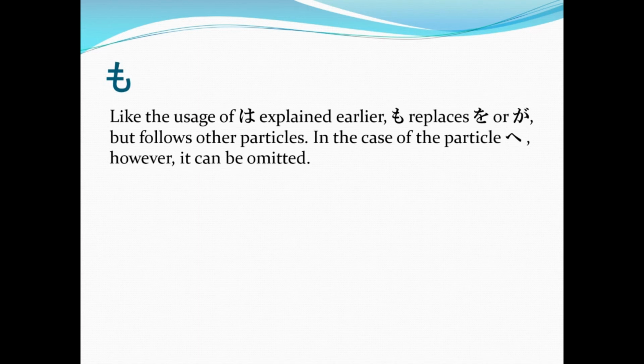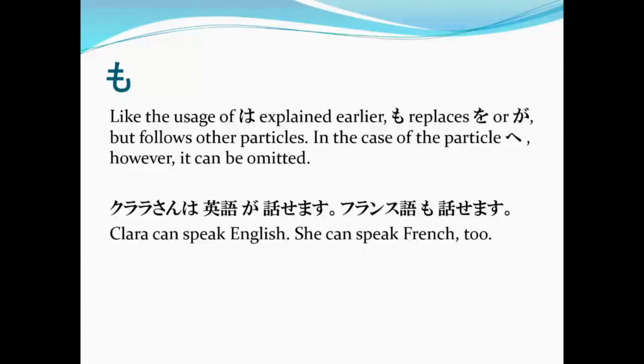Now let's talk about particle mo. Like the usage of wa explained earlier, mo replaces o or ga but follows other particles. In the case of the particle e, however, it can be omitted. Example, Kurara-san wa eigo ga hanasemasu. Furansugo mo hanasemasu. Again, Clara-san wa eigo ga hanasemasu. Furansugo mo hanasemasu. Clara can speak English. She can speak French too.